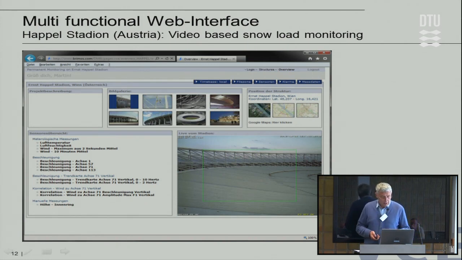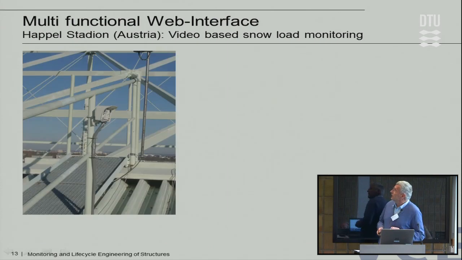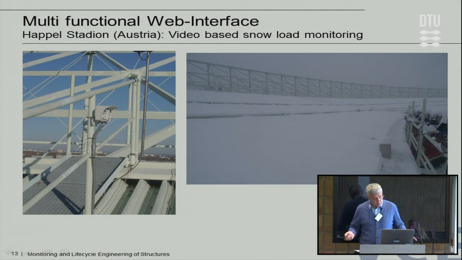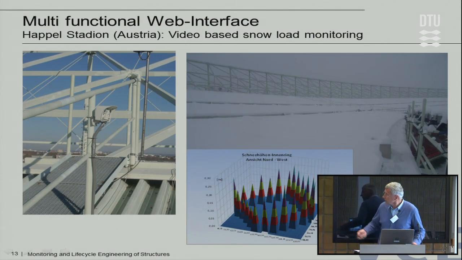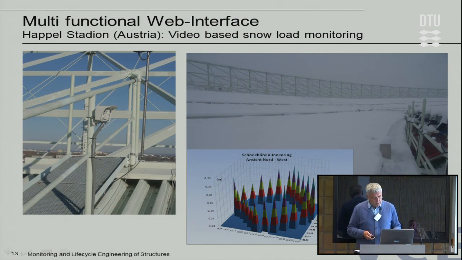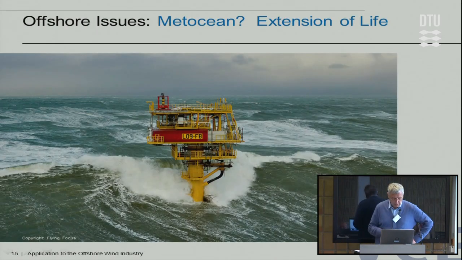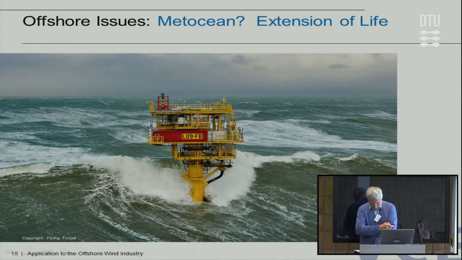Again, a structure where it is easy to find out how monitoring can pay off quickly. This is the situation two years ago where you see the snow accumulated on the roof. This year we had no snow at all. And the system automatically generates the snow distribution and gives you an indication whether the load limit is reached or not. This is how it looks, not so spectacular.